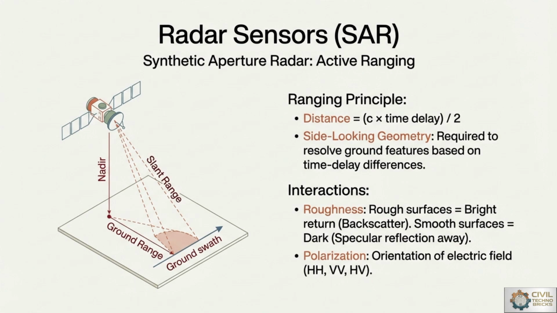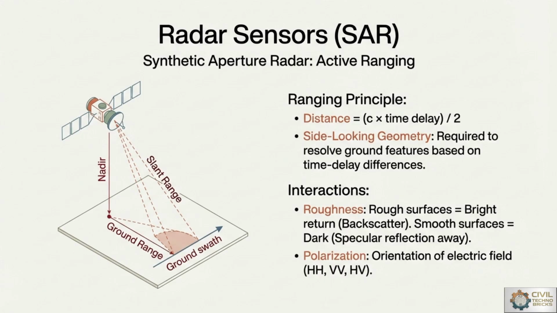Next are the radar sensors. They are based on the synthetic aperture radar, which is active ranging. We can study with reference to the exact vertical, exact horizontal, or with reference to the oblique angle. We can collect the data of the nadir point or of any other ground ranges or ground swath with reference to the oblique angle also. The ranging principle is based on distance equals speed of light times time delay, where the side looking geometry is the most important concept for radar sensors, which is required to resolve ground features based on the time delay differences.